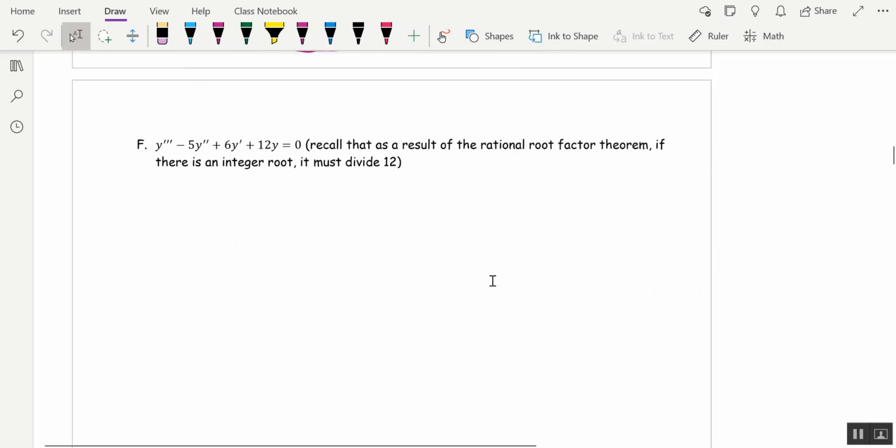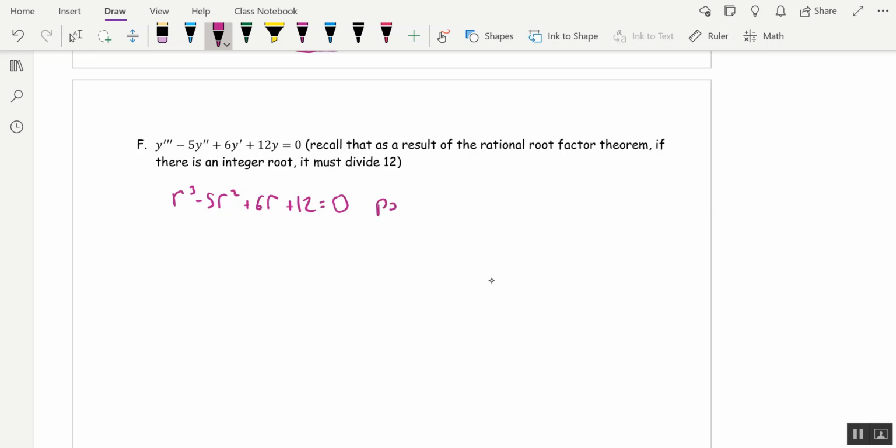Okay, we're at the last problem. Here we've got a cubic. Our characteristic equation will be cubic. So r cubed minus 5r squared plus 6r plus 12 equals 0. Now there's 4 terms. Whenever there's 4 terms, I try factoring by grouping. But I can see that's not going to work here. So let me find a root, so hopefully I can divide and then factor this.